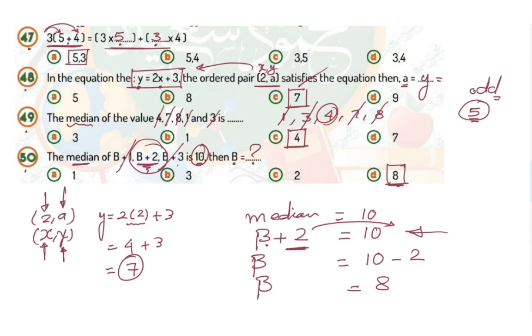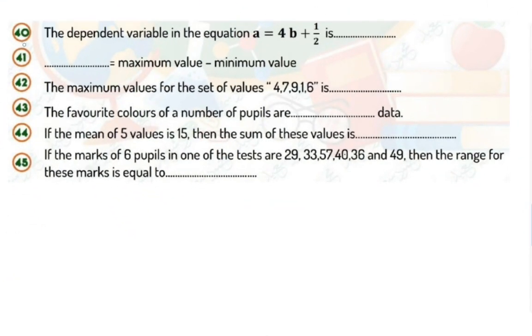Let's go to the complete questions. First question, number 40. The dependent variable in the equation a equals 4p plus half is what? So he asked us about the dependent variable. Where is the dependent variable? Of course it's a. Why? Because a is alone at the left side. Any variable alone, in the right side or left side, is the dependent. So a is the dependent variable.